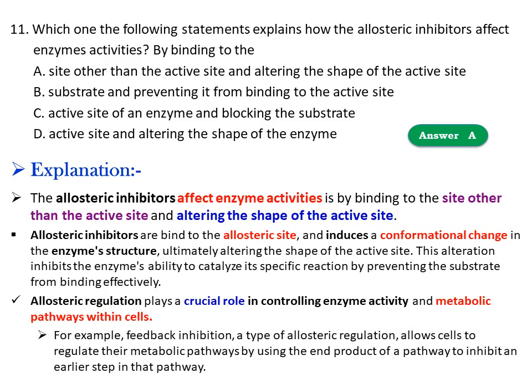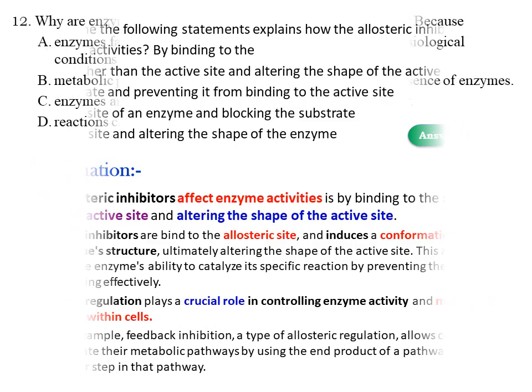Allosteric inhibitors bind to the allosteric site, which induces a conformational change in the enzyme structure, ultimately altering the shape of the active site. Allosteric regulation also plays a crucial role in controlling enzyme activity and metabolic pathways within the cell. For example, we can look at feedback inhibition, a type of allosteric regulation that the cell uses to regulate metabolic pathways.